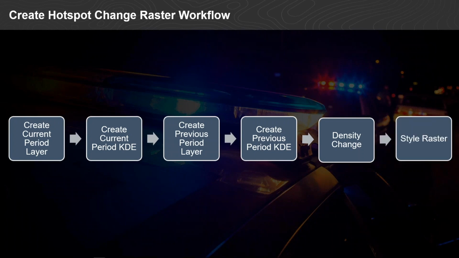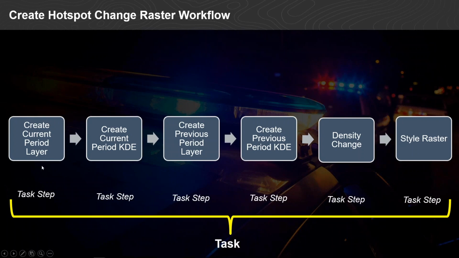And then from there, you'll maybe want to customize the styling of that density change raster output to better fit your needs. So each of these individual boxes on this workflow chart represents a different geoprocessing step in a larger workflow. When it comes to tasks, each of these boxes represents a task step in a larger task. And this particular workflow is just one of many tasks that we might ultimately put into a task item to memorialize the kinds of common analytical work that we do.